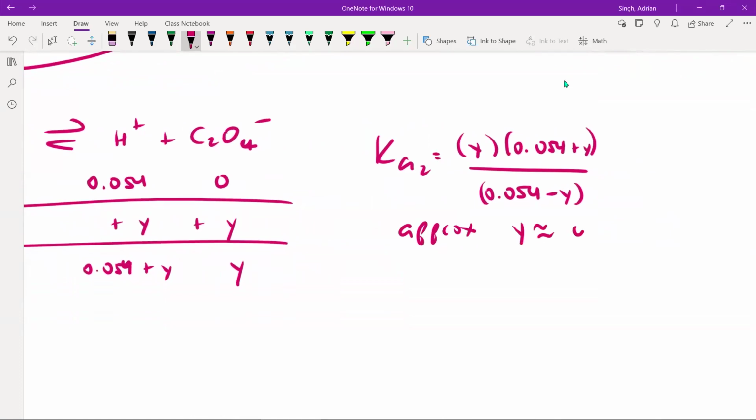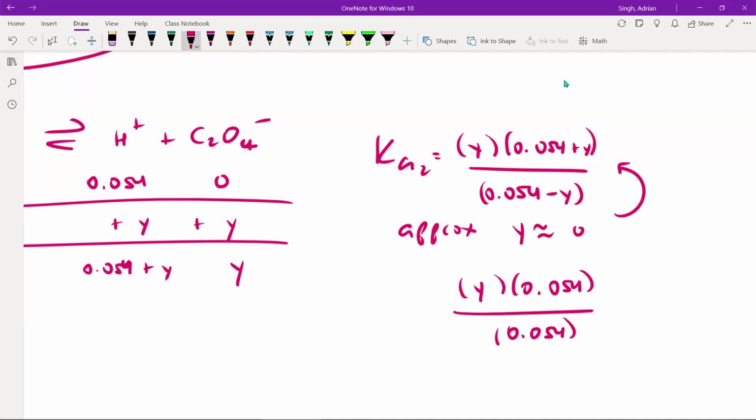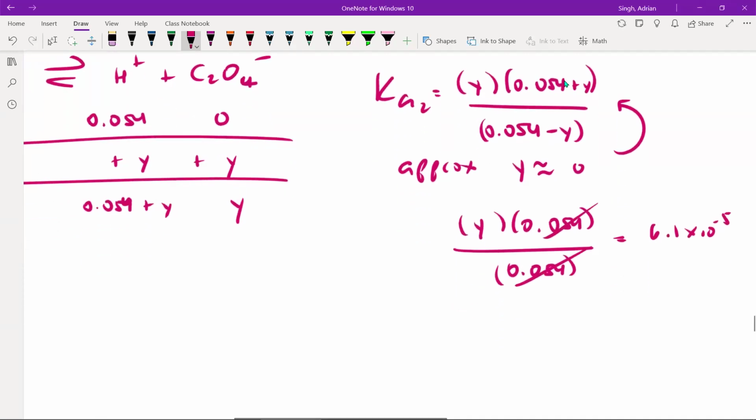Okay, we can make our approximation again. So Y is going to be close to 0, so we can simplify this. We can say that Y times 0.054 divided by 0.054 is equal to Ka2, which we can look up. That's 6.1 times 10 to the negative 5. So the 0.054s cancel out, and we end up with Y being equal to 6.1 times 10 to the minus 5. Okay, so what we just determined there was the concentration of the C2O4 2 minus.